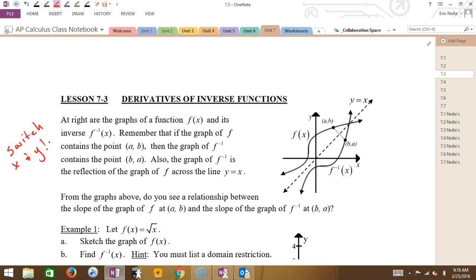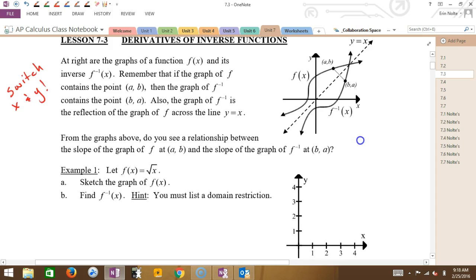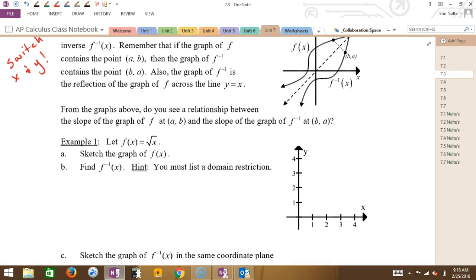Okay, so let's do example 1 and see what happens. First, let's graph the square root of x. What does the square root of x look like as a function? Yeah, it's a sideways parabola that goes upwards. It crosses right through (0, 0) and then goes up. It's going to hit (1, 1) and (4, 2), for some nice easy points.